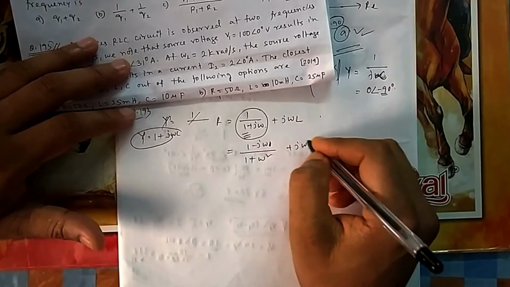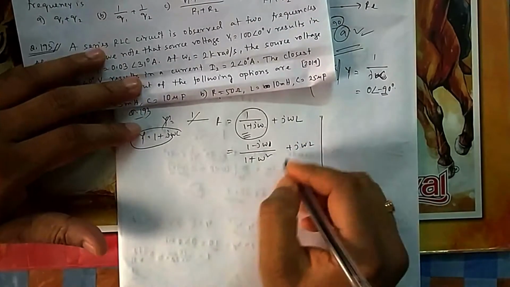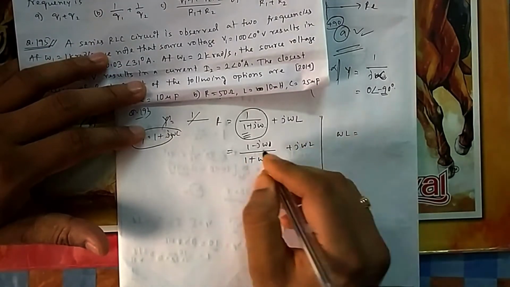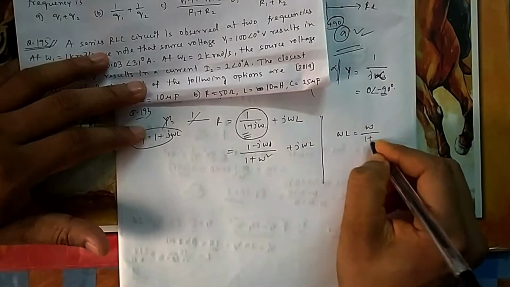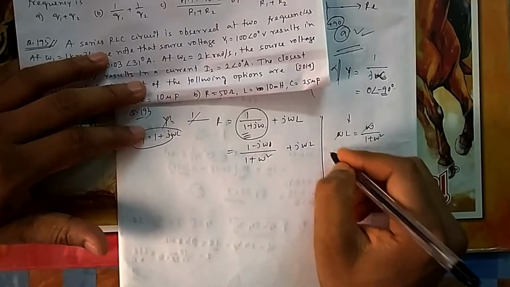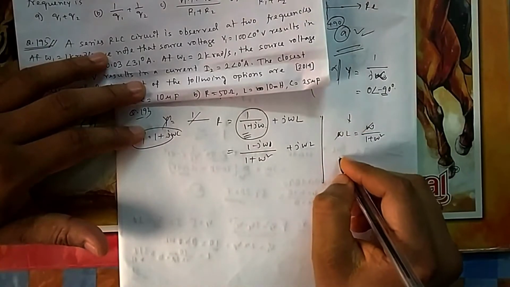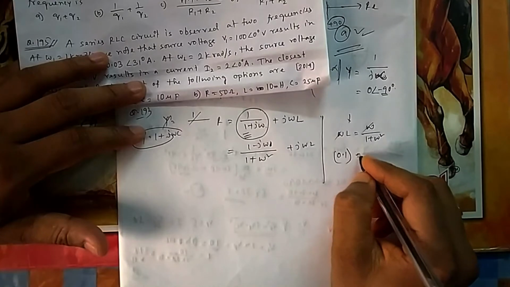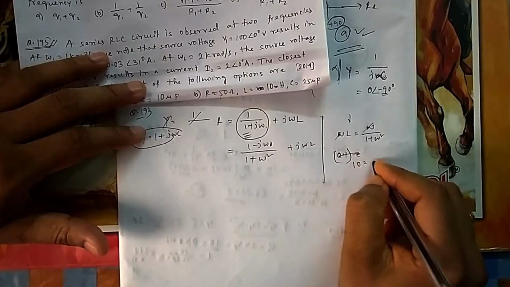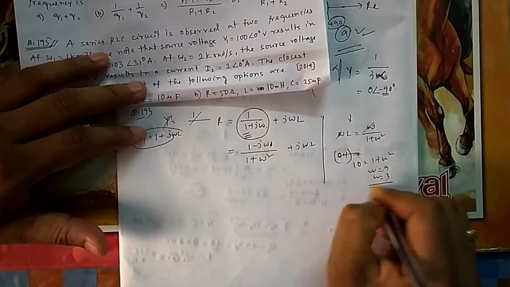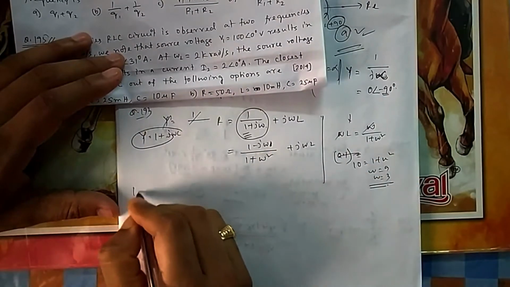What is L? L is 0.1. You can put any value. So your imaginary part should be 0. So you can see what your imaginary part is. Omega L should be equal to omega by 1 plus omega square. So now you can put omega L equal to 0.1. Omega gets cancelled, because omega cannot be 0. So if you put 0.1 equal to, or 10 equal to 1 plus omega square, omega square equals 9, or omega equals 3. That is your option C.